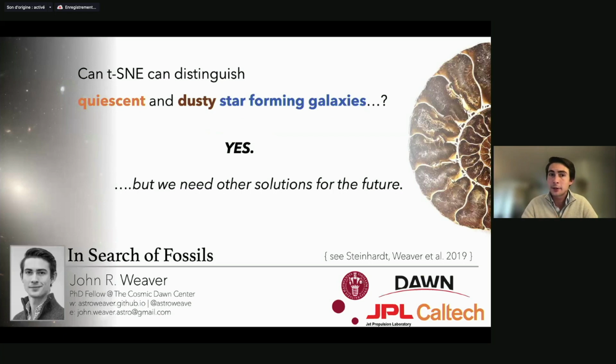So can t-SNE distinguish between quiescent and dusty star-forming galaxies? I would say yes. But as I said, we're going to need some other solutions for the future.